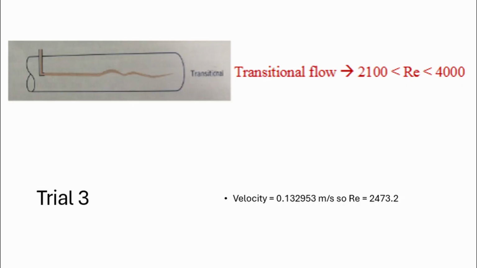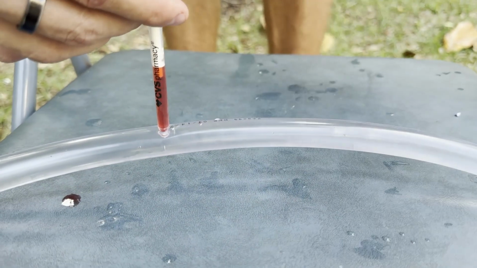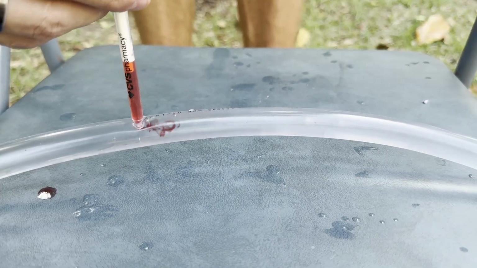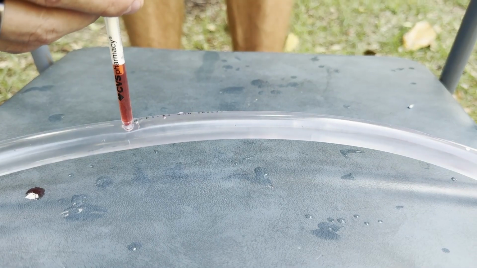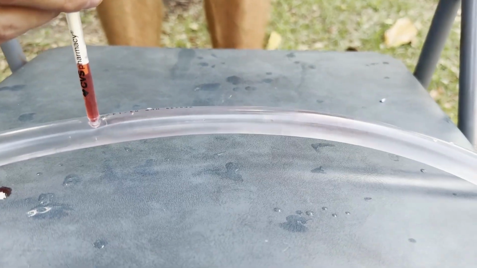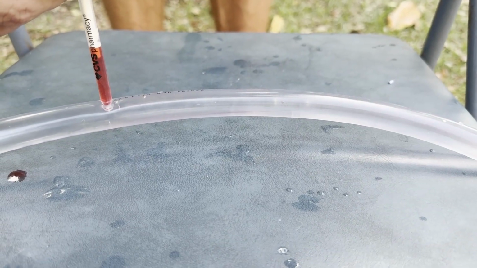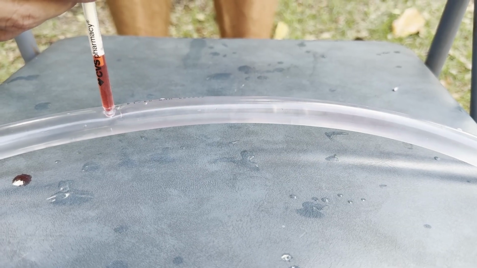For trial 3, we calculated the velocity to be 0.132953 meters per second. With this number, we calculated Reynolds number to be 2473.2, which is in the transitional flow range. In this video, you can see that the fluid is flowing at a faster rate of speed, and it disperses into the fluid later on down the pipe. This flow is transitional.